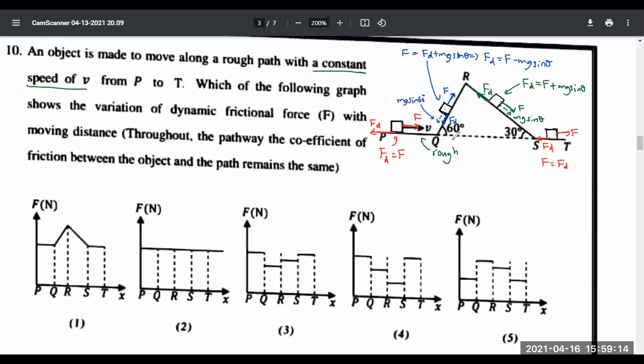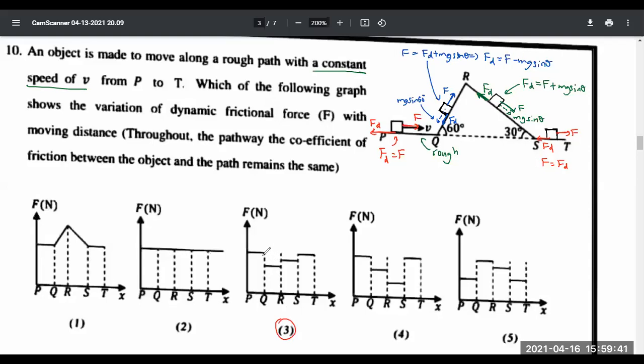So from P to Q and S to T, it's identical. Everywhere it's the same. Now in between, when you go from Q to R, there must be a reduction in dynamic frictional force. And when you go from R to S, there must be an increase in frictional force. So when you compare the graphs, the best option looks like the third one, isn't it, people?